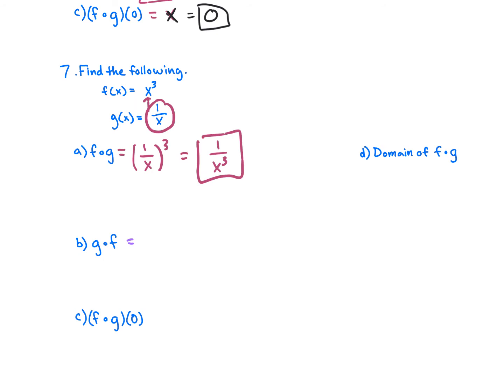For g of f, I take f and plug it into the x in my g. So that would be 1 over x cubed. Are these inverses of each other? They're the same. All right, so assuming no solution, then we just put in 0. So f of g of 0 would be 1 over 0, so no solution.